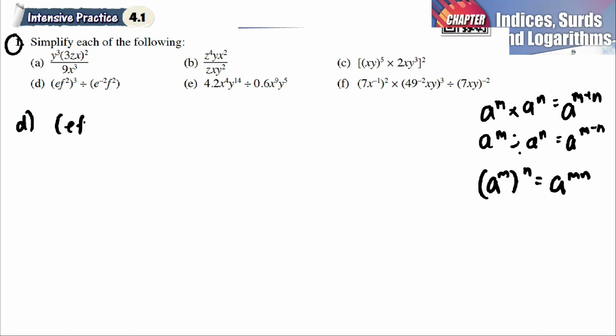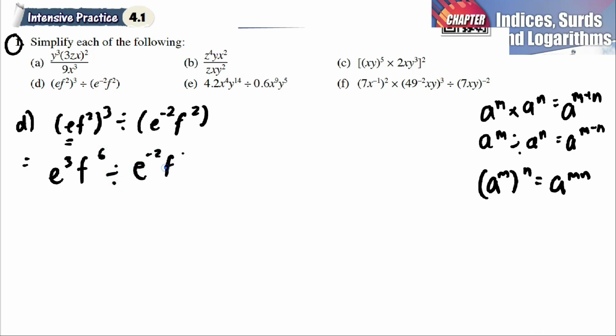The (ef²)³ divided by e⁻²f². So here, you see we have the bracket outside, so e cubed, f squared cubed, that means you have to multiply the power, f: 2 times 3 is 6, divided by e⁻²f².